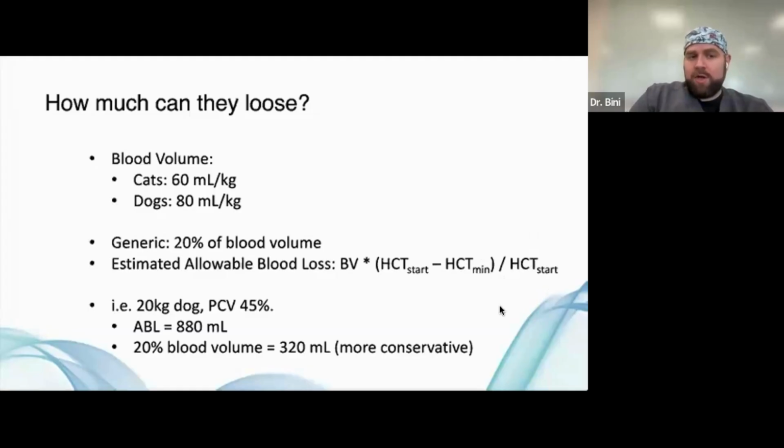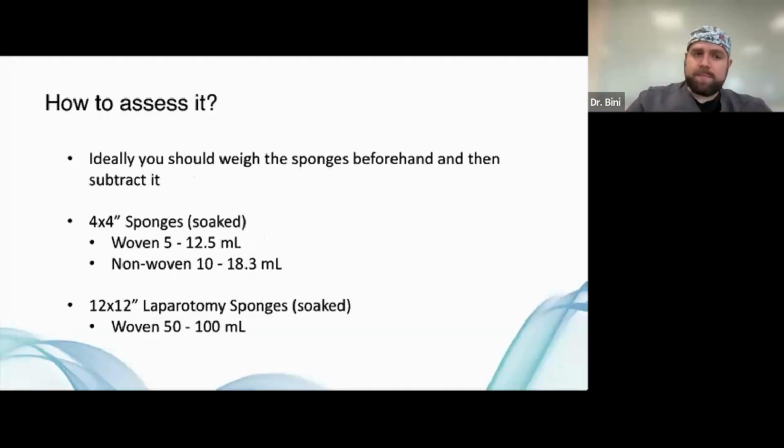So if you have a 20 kg dog and the starting PCV is 45 and our cutoff is 20, then the allowable blood loss formula will give you a blood loss of 880 mLs, versus using the 20% of blood volume formula that gives you 320 mLs. So that's way more conservative. Now, it isn't wrong to be more conservative when we're talking about blood loss, right? When you start hitting this 20% loss, that's when you start seeing the hemodynamic changes. So that's really important to keep in mind.